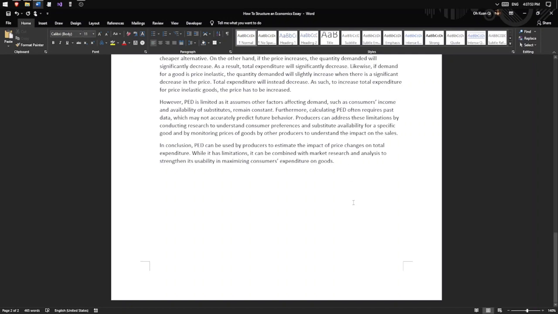And then for conclusion, in conclusion, PED can be used by producers to estimate the impact of price changes on total expenditure. While it has limitations, it can be combined with market research analysis to strengthen its usability in maximizing consumers' expenditure on goods. So that's the conclusion, where you explain whether or not PED can be used by producers to estimate what will happen when there's a price change to your total expenditure. And you need to remember that after your evaluation, you need to make sure you have a conclusion. This is to ensure that you explain the entirety of your essay in detail.